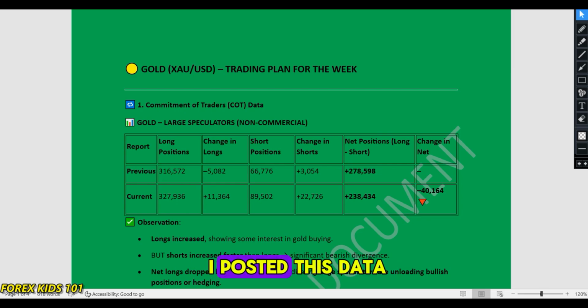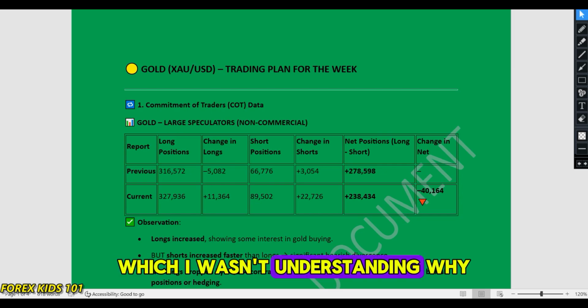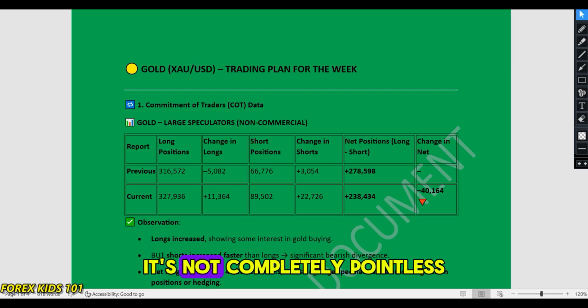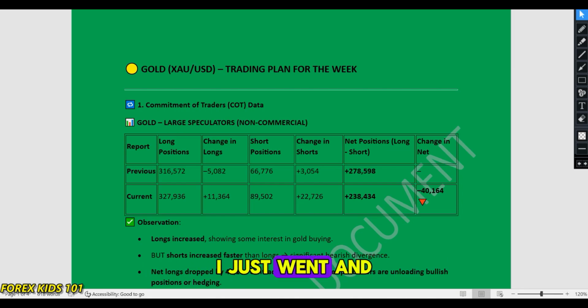But last week when I posted this data, I got a lot of negative comments, which I wasn't understanding why people were saying those kinds of things. Some of them said this data is useless. Some of them said it's not complete, it's pointless. Some of them said I just went and copied somebody's work and put it here. But we all know that the COT data is released each and every Friday at 3:30, you can get a new update. I have my own sources where I get the data, but you can also use your own sources to get your COT data. So let's go ahead, guys.